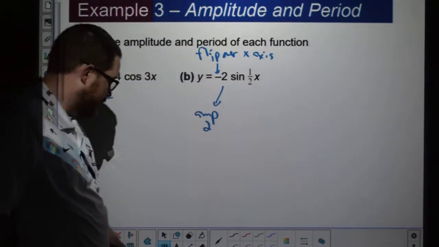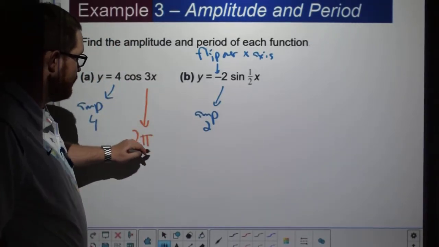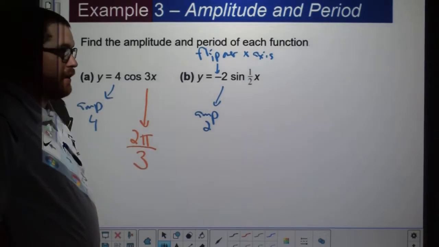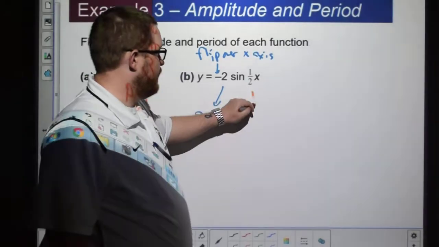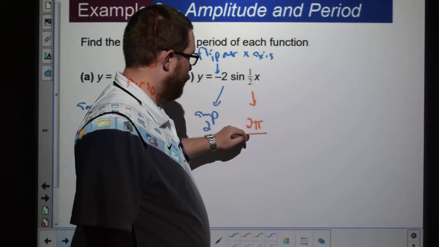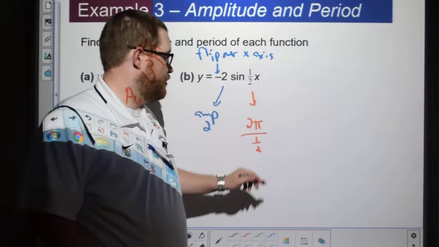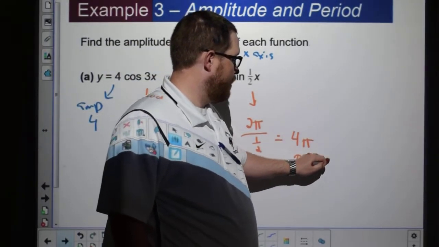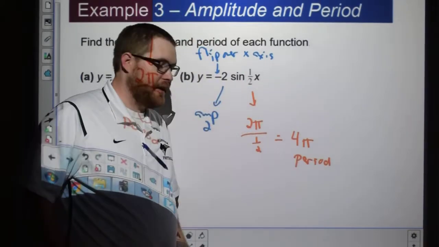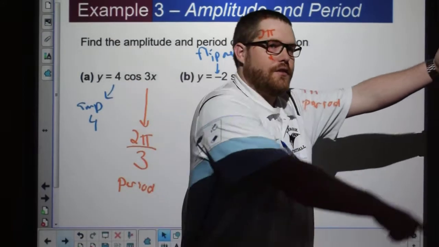So the period's a little bit tougher. The period takes a little bit of arithmetic. So it's the period that it starts with divided by whatever the k value is. So that one's easy. Here, I have 2 pi divided by 1/2. Dividing by 1/2 is the same thing as multiplying by 2, so it's 4 pi. So this graph, instead of repeating every 2 pi, gets stretched out so it doesn't repeat until you get all the way out to 4 pi.